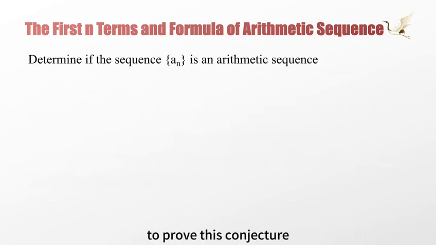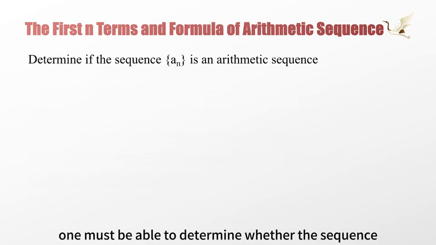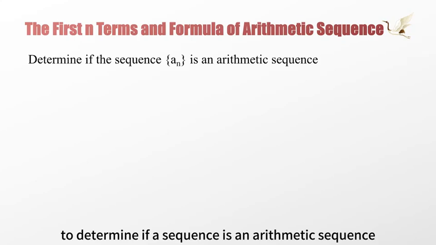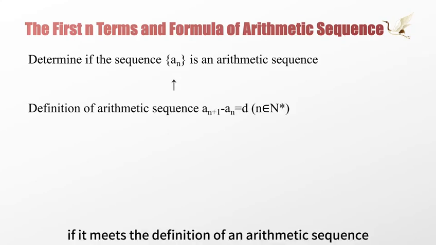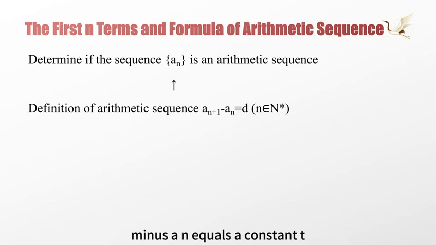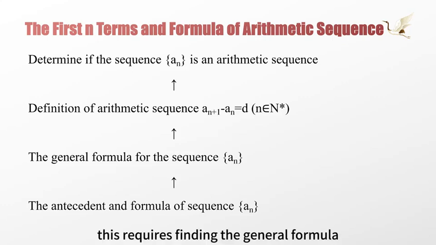To prove this conjecture, we must determine whether the sequence a_n is an arithmetic sequence. How do we determine if a sequence is an arithmetic sequence? We need to see if it meets the definition, which means that a_(n+1) minus a_n equals a constant for any positive integer n. To do this, we need to find a_(n+1) and a_n. This requires finding the general formula for the sequence a_n.